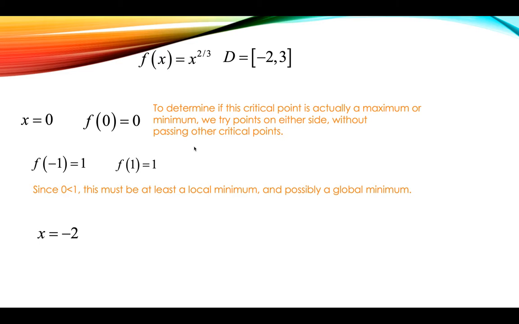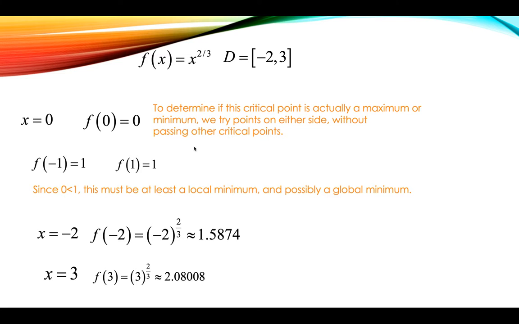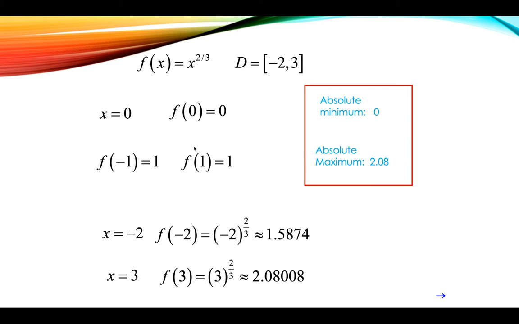At x equals -2, our function is equal to -2 to the 2/3 power, which is 1.5874. At x equals 3, 3 to the 2/3 power is 2.08008. We can see that 0 is less than both of those, so that's going to be our absolute minimum. And the largest value we have is 2.08008, so that's going to be our absolute maximum, and we'll just round to the hundredths place there.